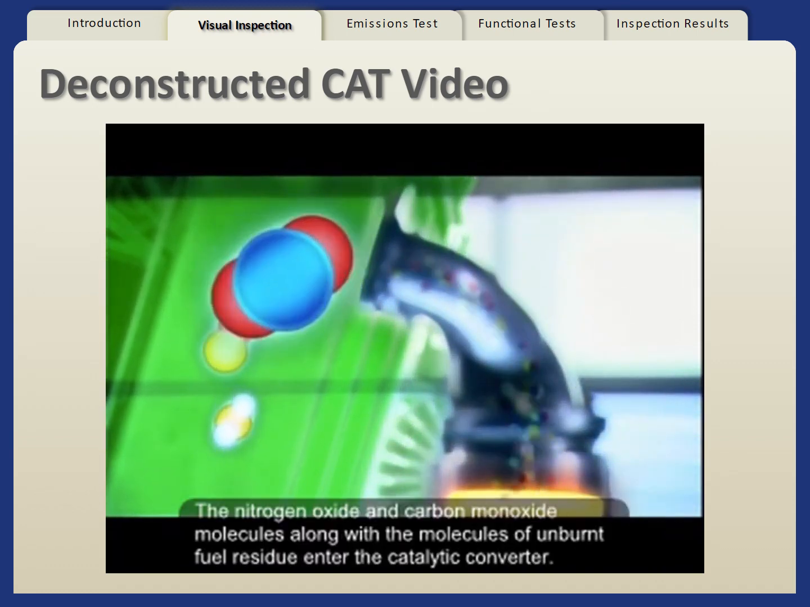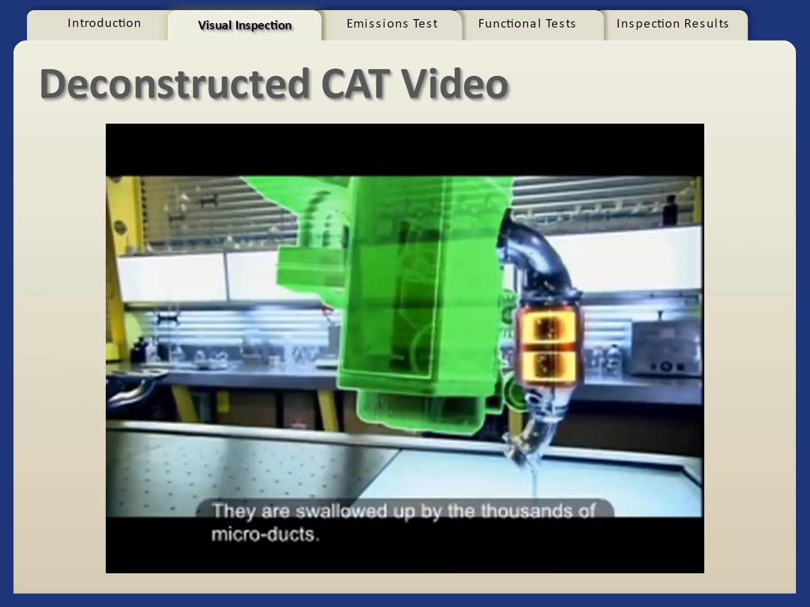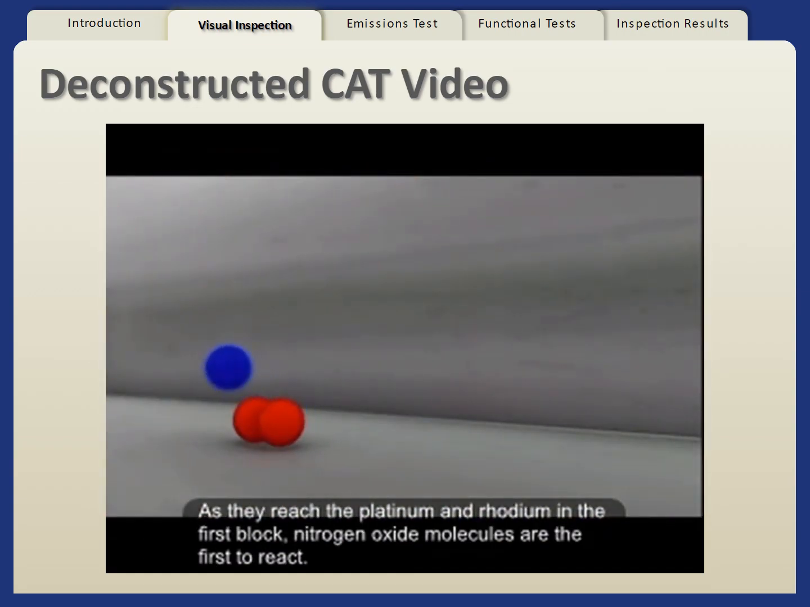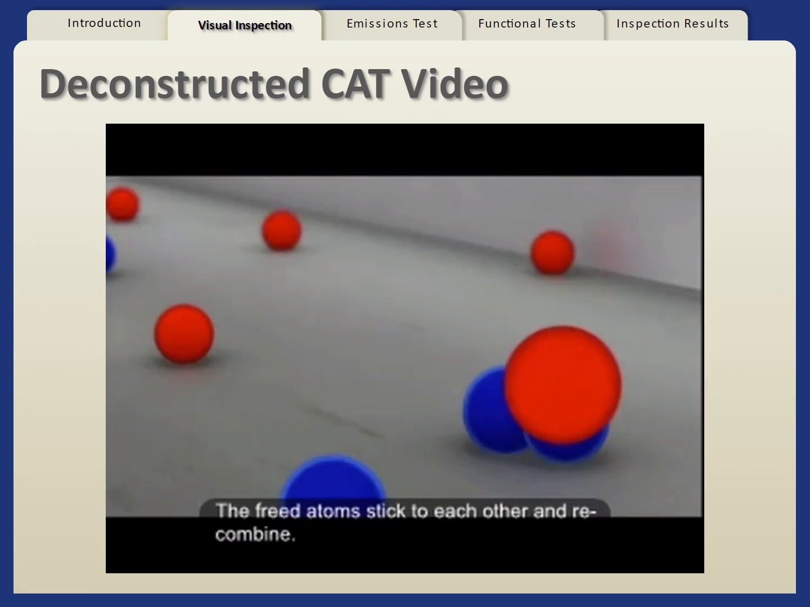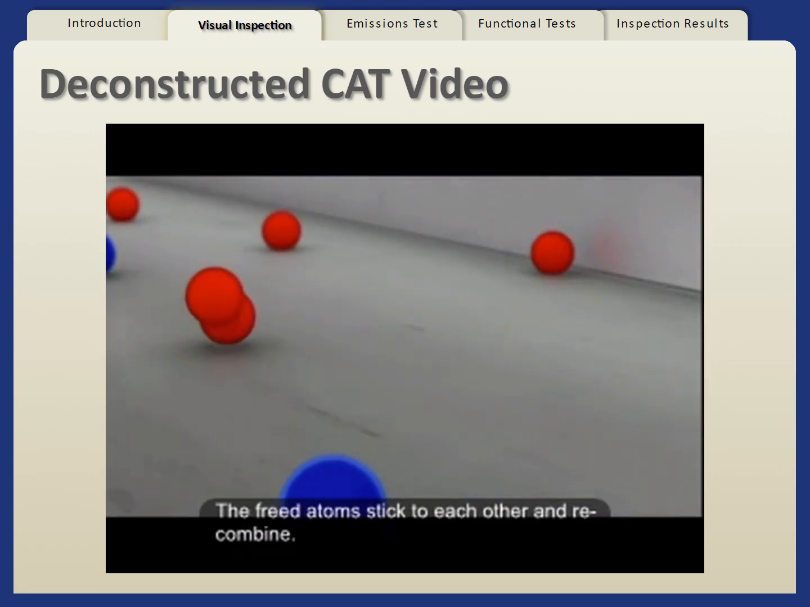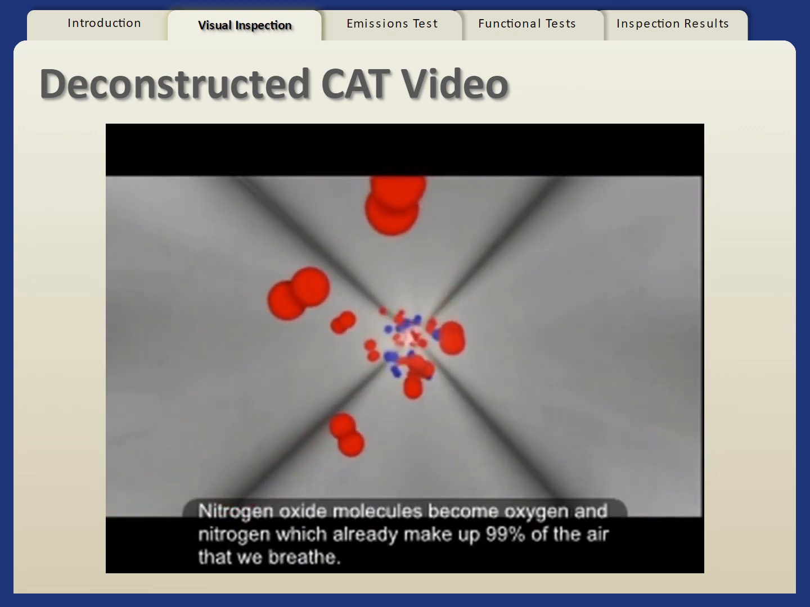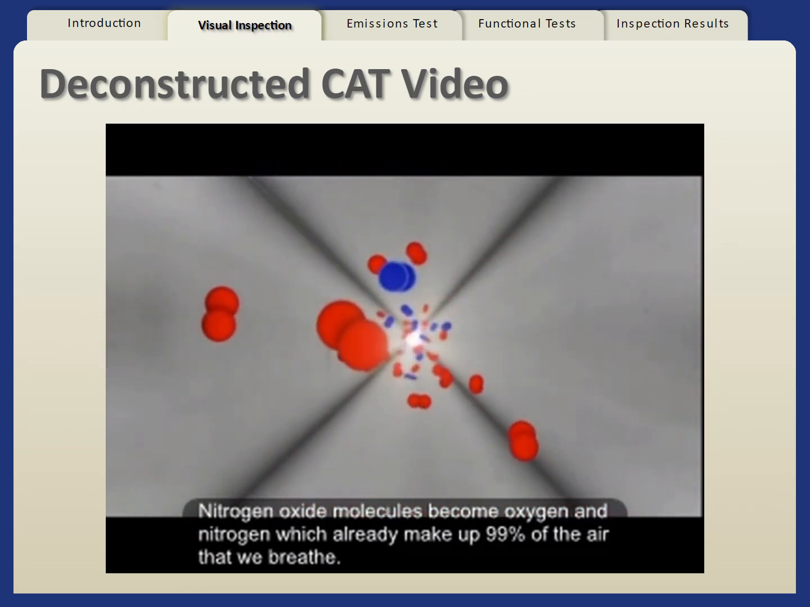The nitrogen oxide and carbon monoxide molecules, along with the molecules of unburnt fuel residue, enter the catalytic converter. They're swallowed up by the thousands of microducts. As they reach the platinum and rhodium in the first block, nitrogen oxide molecules are the first to react. These metals break down the molecules by withholding one of their atoms. The freed atoms stick to each other and recombine. The result? Nitrogen oxide molecules become oxygen and nitrogen, which already make up 99% of the air that we breathe.